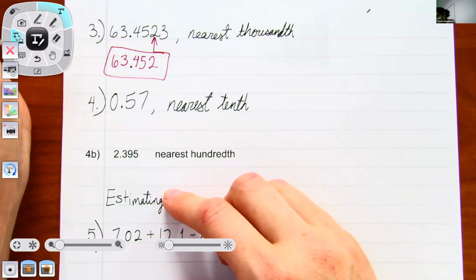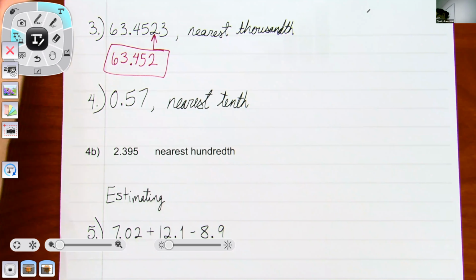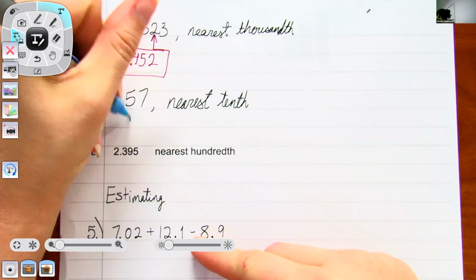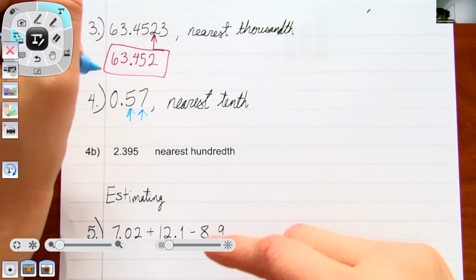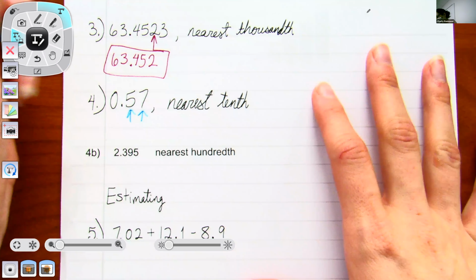Okay, and then 0.57, we want to round that to the nearest tenth. So we have 5 in the tenths place, and it's followed by a 7, which is greater than or equal to 5. So that 5 is going to round up to a 6, and it's going to be 0.6.